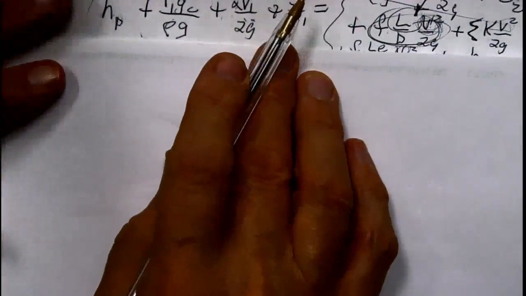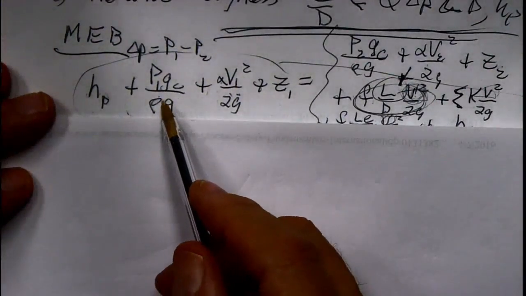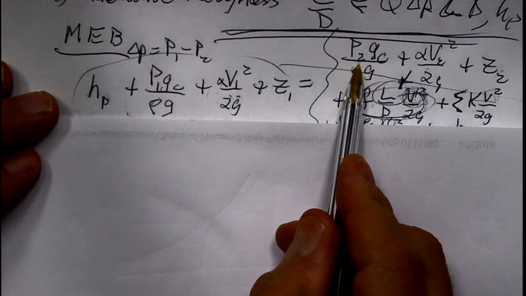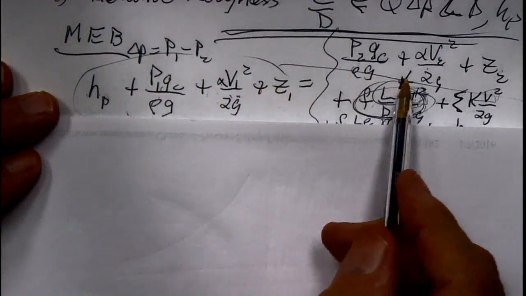So, just for fun, let's work some problems here. Unknown pressure drop. Let's do unknown pressure drop. And remember, pressure drop is P1 minus P2. We have to fill this all in here and see what happens. And this is not necessarily an easy calculation.